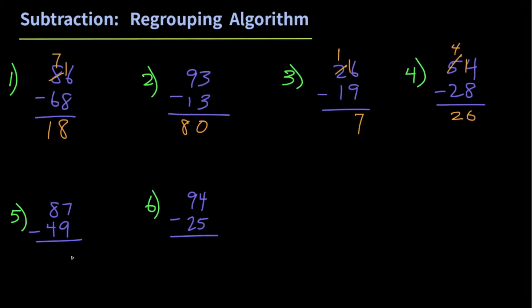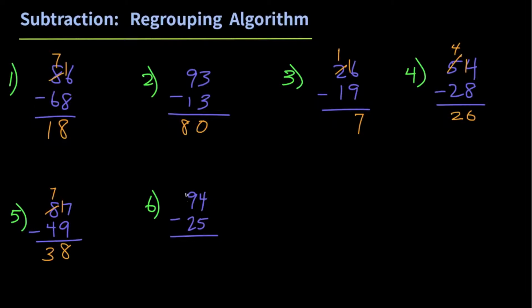Number 5, 87 minus 49. So we look at 7 minus 9. 9 is bigger, so we need to borrow from the next place value. One of these becomes 10 of the previous place value. So we have 17 minus 9 is 8. 7 minus 4 is 3. So the result is 38.